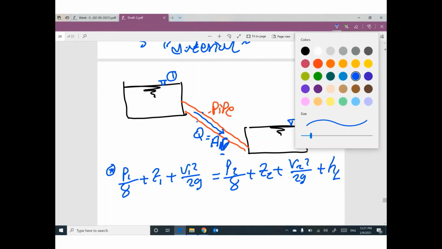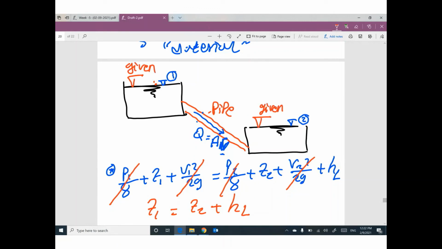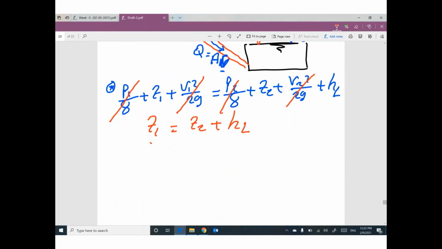This is the actual situation. Because we don't have any water above this point, we have air only, this pressure equals 0. Because it's a surface of a tank, we don't have velocity. The same situation at the second location. So we have Z1 equals Z2 plus H losses. The elevations of these surfaces are given, which are Z1 and Z2. So I can figure out the value of H losses equals 20 feet.